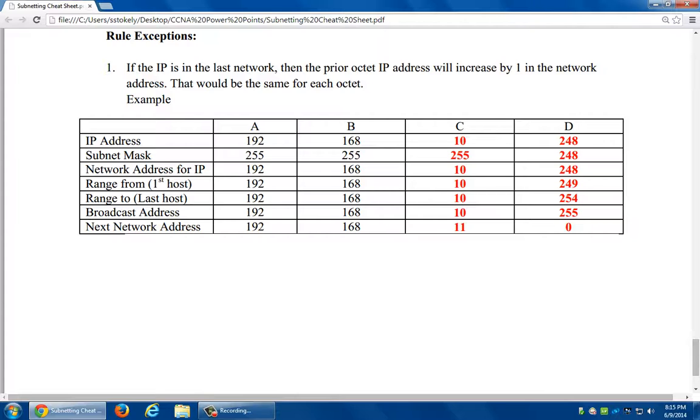So if you fill this all the way up, so I had 255, 255, that would be 0, that would be 0, that would be a 1. You add 1 to this number. Does that make sense? That's the only exception, is that when you end up being in that last octet, your next network will be 1 network higher in the octet to the left.